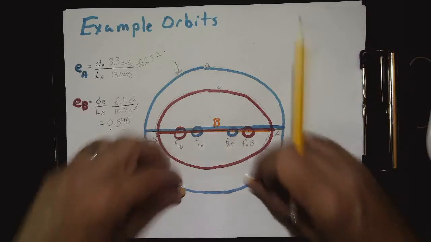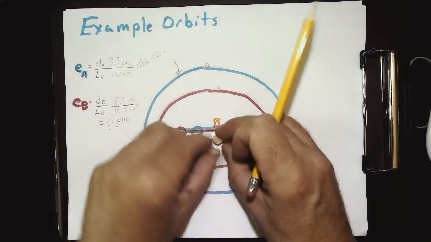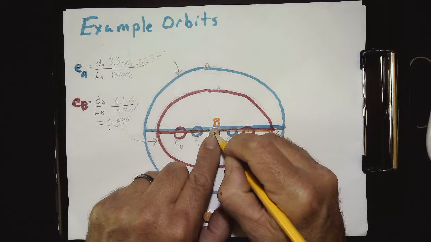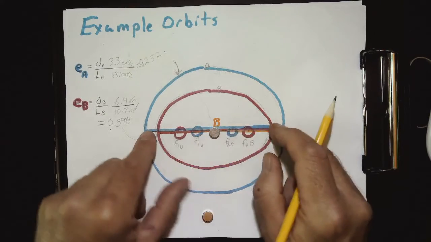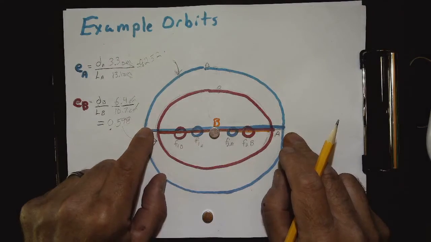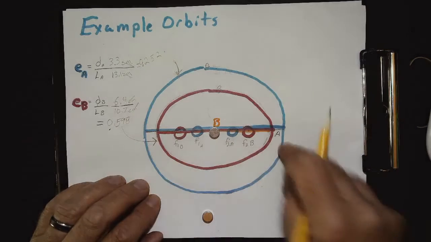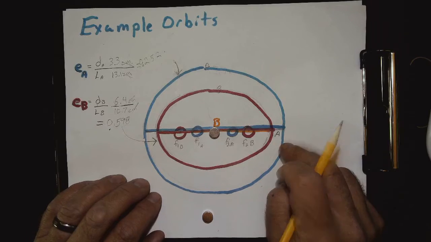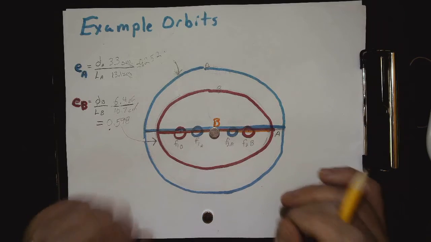If it was a perfect circle, both of these would be in exactly the same point. So the distance between them would be 0. 0 divided by any number is going to be 0. So that means the eccentricity of a perfect circle is the number 0. That number 0 looks a whole lot like a circle, doesn't it?